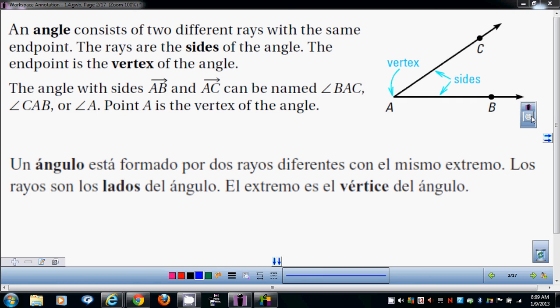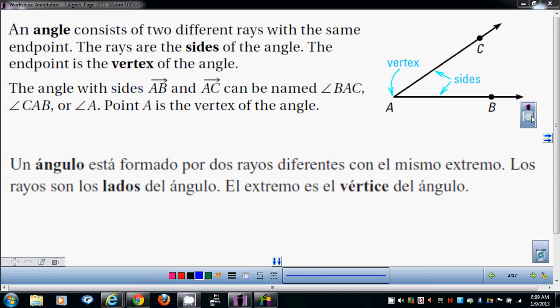So anyway, two sides and a vertex. Those sides, well, just look at the sides. What geometric shapes do they look like that we've dealt with before? Rays, starting at A, going through C, going through B. So sure enough, this particular angle, its sides are made up of ray AB and ray AC.